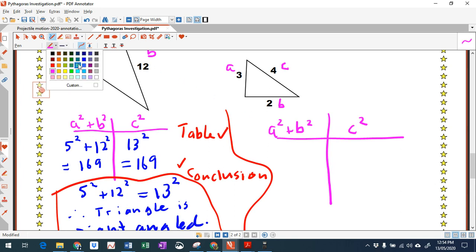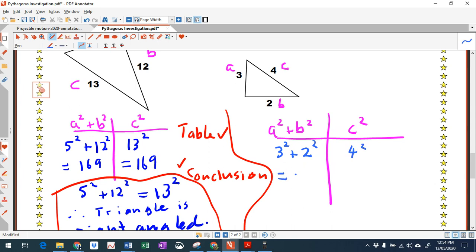Rightio. Now, A squared plus B squared. Let's have a look. A squared is 3 squared. B squared is 2 squared. C is 4, so C squared is 4 squared. Now work that out on the calculator. What's 3 squared plus 2 squared? On your calculator, that's going to be 9 plus 4, which is 13. 4 squared is 16. Now, in this case, you can see that these numbers are not the same.